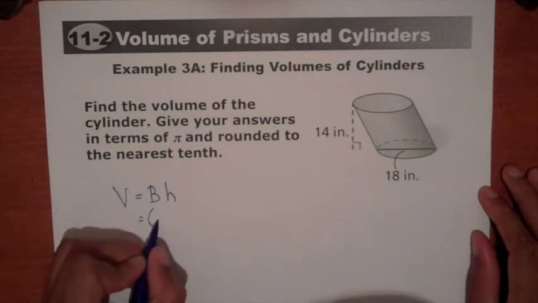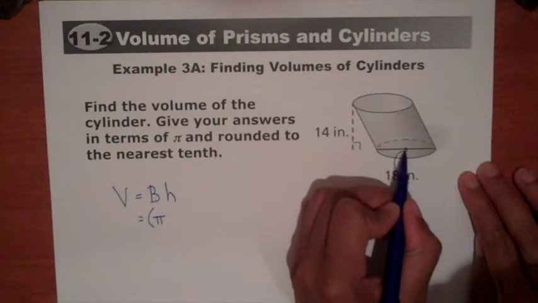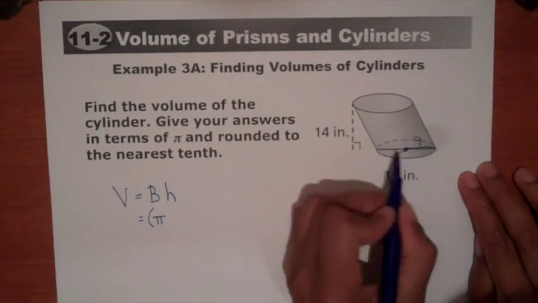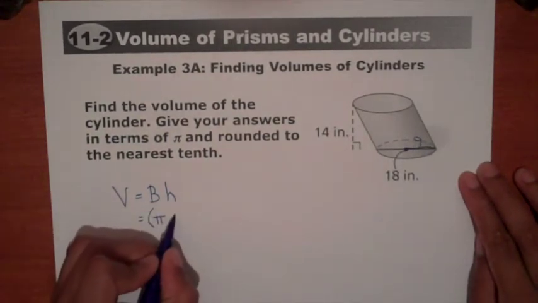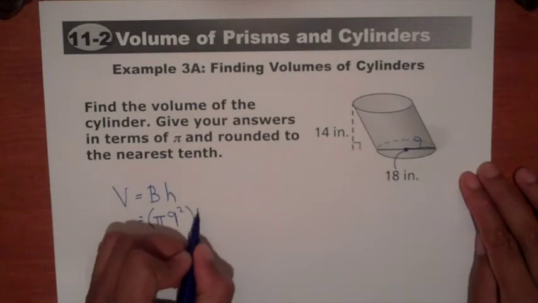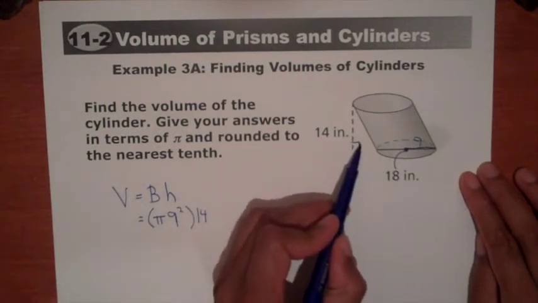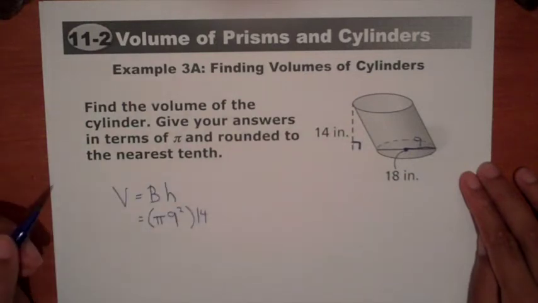And so the area of a circle is pi r squared. What's my radius? Well, if the entire thing is 18, half of the diameter there would be 9. So pi r squared would be 9 squared. Okay, and then times the height, and the height is 14. I can know that's the height because the height and the base have to be perpendicular. They have to form 90 degrees.